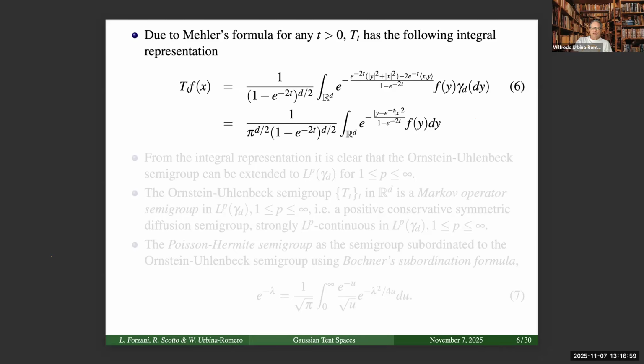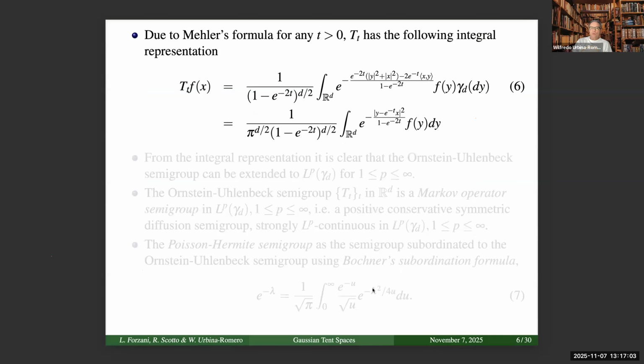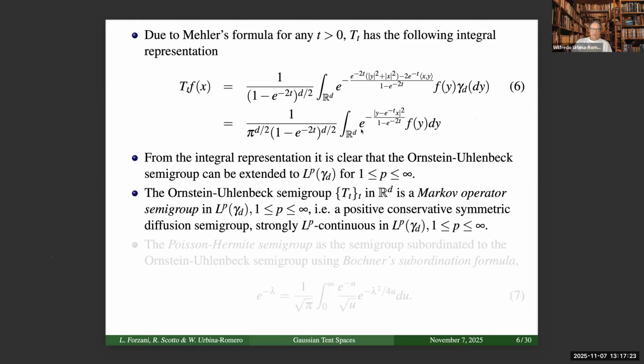And this was only a representation in L2. With this representation, you can see that this makes sense perfectly in Lp. Not only that, but you can prove that it is Lp bounded with constant 1. That means T_t is a contractive semigroup. It's actually a Markov operator semigroup in the probability terminology.